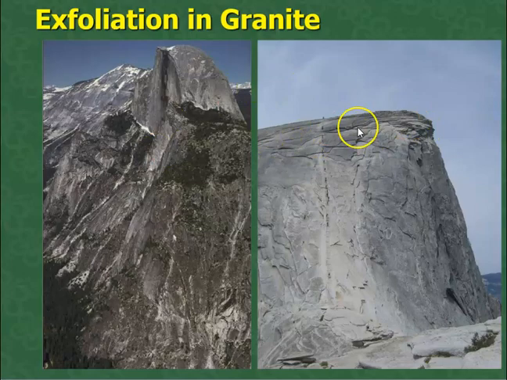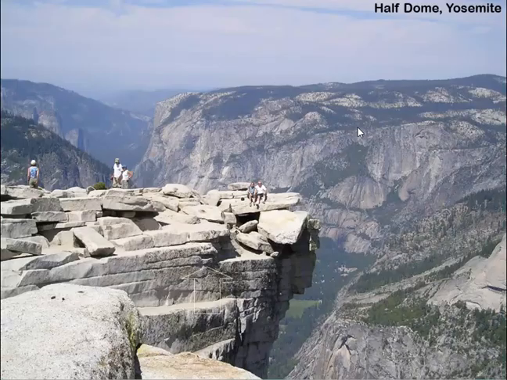You can kind of see it looks like an onion here. And here's the top of it. So the pressure release, you can see the joints here haven't really weathered that much, but as you get closer to the surface, these rocks have had the pressure release, and so there's been lots of ice wedging over time that kind of breaks apart these rocks.